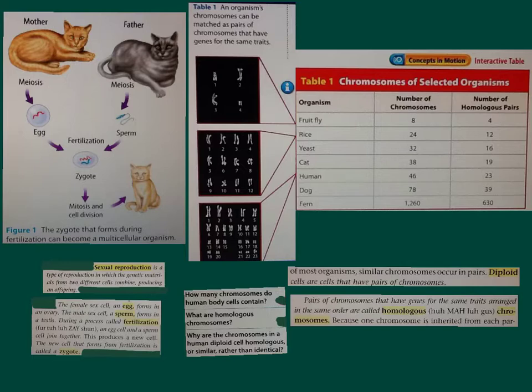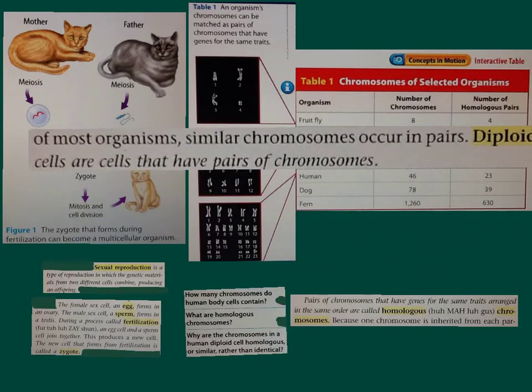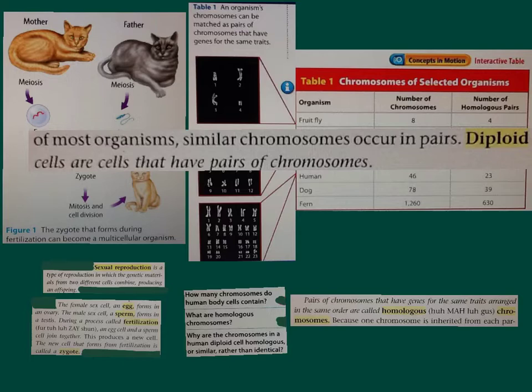Okay, so let's go ahead and get our vocab word, diploid. Okay, write it down. Of most organisms, similar chromosomes occur in pairs. Diploid cells are cells that have pairs of chromosomes. Pairs of chromosomes. Make sure you're writing the term, please, so you can pause and write and then restart the video.